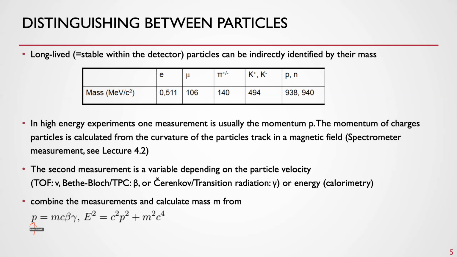So let's say we know the momentum from a spectrometer measurement, and then if we know, for example, the velocity, we can compute the mass from the relativistic formula for the momentum. Similarly, if we know the energy and the momentum, we can also compute the mass. As I've tried to explain before, the problem is not finding detectors that are in principle suitable for these measurements. The problem is to have a sufficient resolution in these measurements. That's the real challenge, and that's limiting.